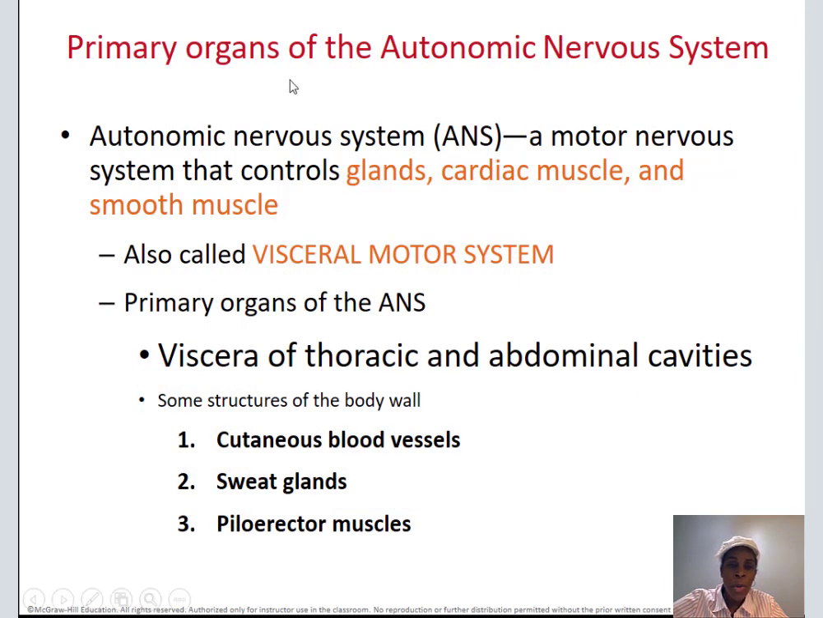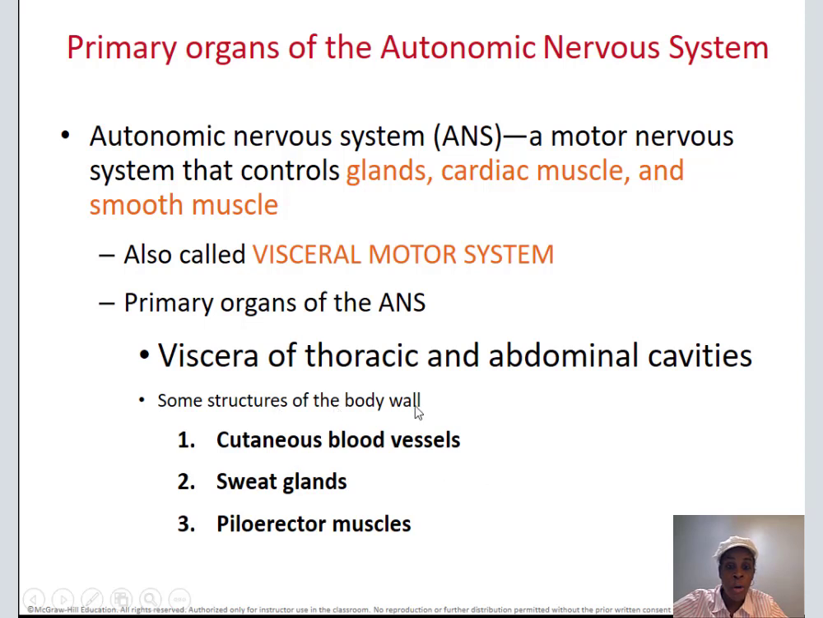What are the primary organs of the autonomic nervous system? The autonomic nervous system works on what? Glands, cardiac muscle, and smooth muscle, like your blood vessels, stomach, and so on. So it's called the visceral motor system. Why? Because it's making the viscera do something. It's done for you automatically. That's why it's called the autonomic nervous system.